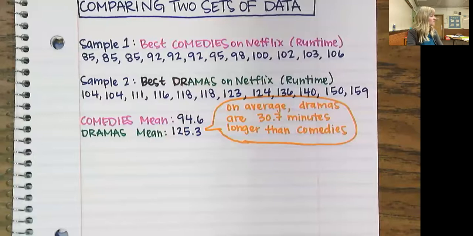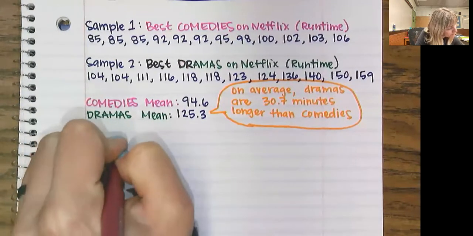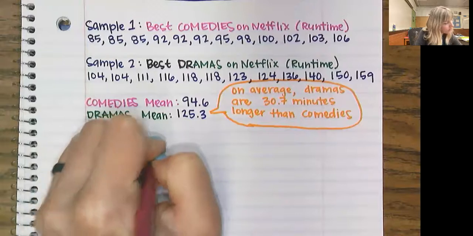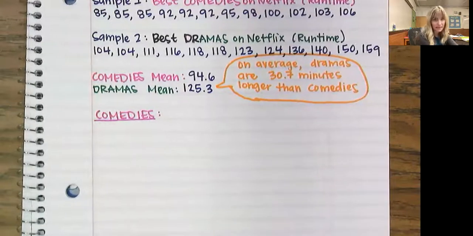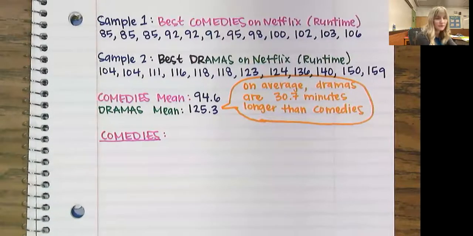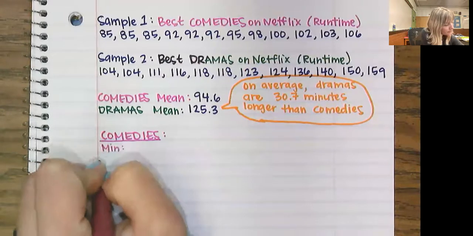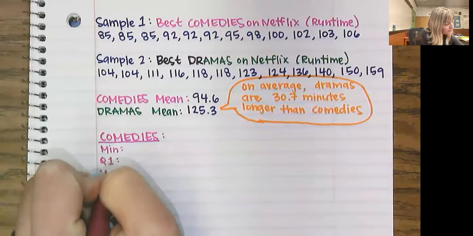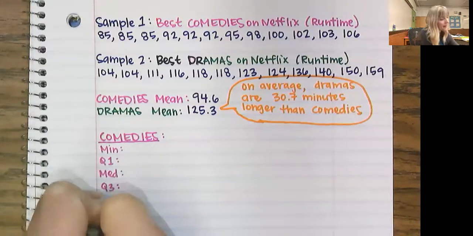Well, you know what? I think I can do even better. I think I can get even more valuable information from this. So here's what I'm going to do. I'm going to write comedies again. And what I'm going to find now for the comedies is something else we did last strand: the 5-number summary. You guys remember what I'm talking about? I'm going to find the min, the lower quartile or Q1, the median, the upper quartile or Q3, and the max.